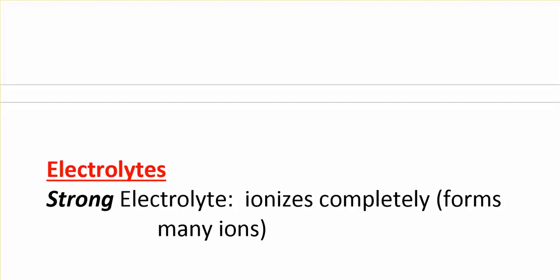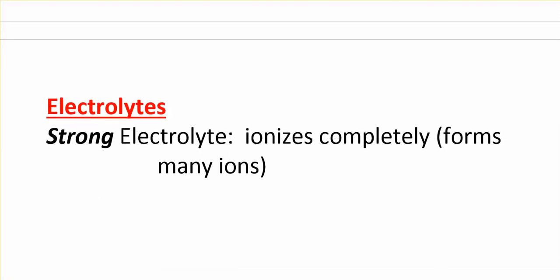A few more notes about electrolytes. Electrolytes can be strong or weak, and the key is how much they ionize. Remember, ions are the key to conducting a current. And hydrochloric acid actually does ionize very well.